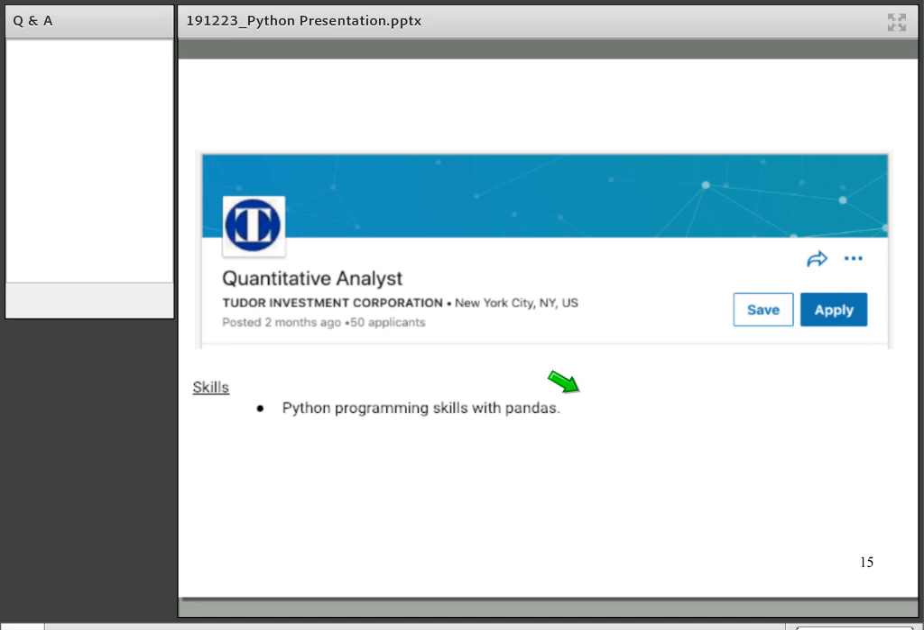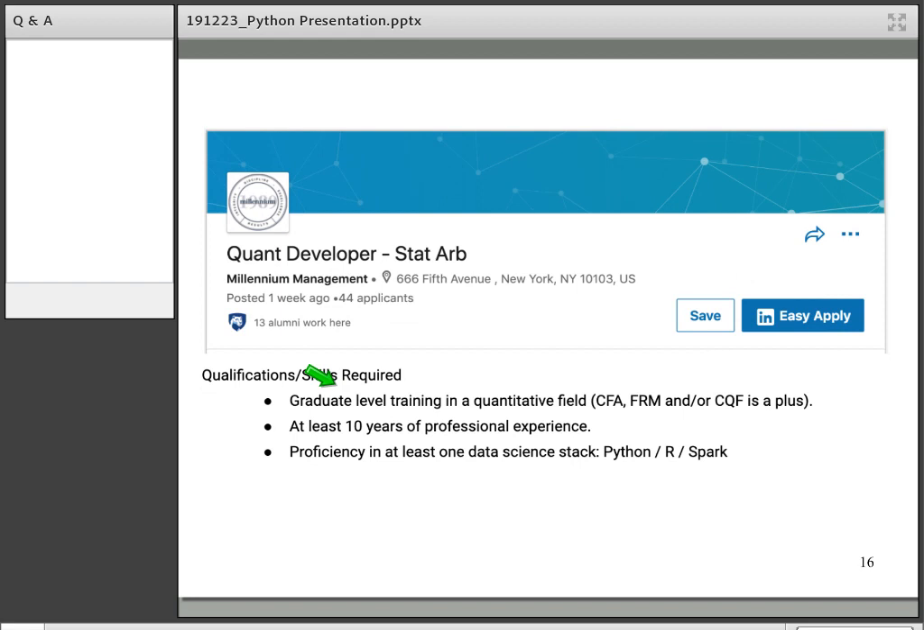Paul Tudor Jones, famous hedge fund manager. This position is for a quantitative analyst, Tudor Investment Management here in New York City. Skills: Python programming skills with pandas. You will learn pandas in this course, okay? And we take a look at Millennium Management. Izzy Englander is another billionaire there. Millennium is one of the great funds that are out there. Some of the best traders in the world work for Millennium, okay?